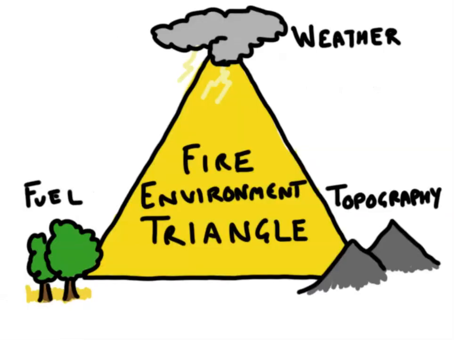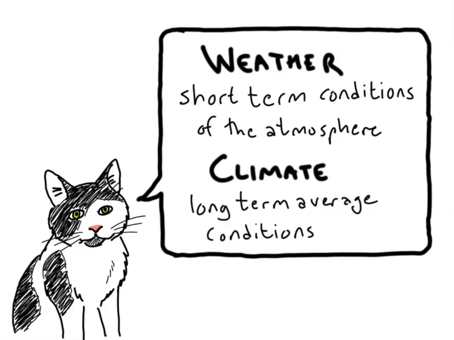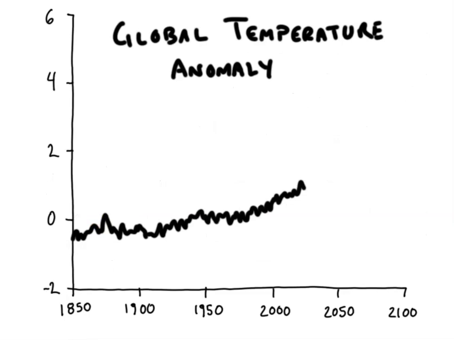Back in an earlier lesson, we identified weather as one of the three parts of the fire environment triangle. Weather is the short-term conditions of the atmosphere, comprising features like temperature, wind, humidity, and precipitation. When we take an average of the weather over a longer time period, we get climate, the long-term average condition of the atmosphere. The climate of a place tells you what kind of weather you can reasonably expect over the course of the year. But you've probably heard that our climate is changing.